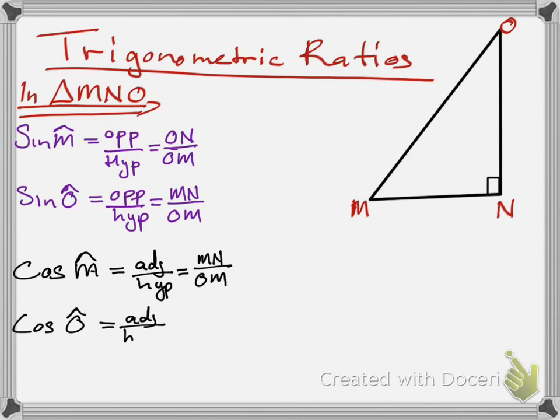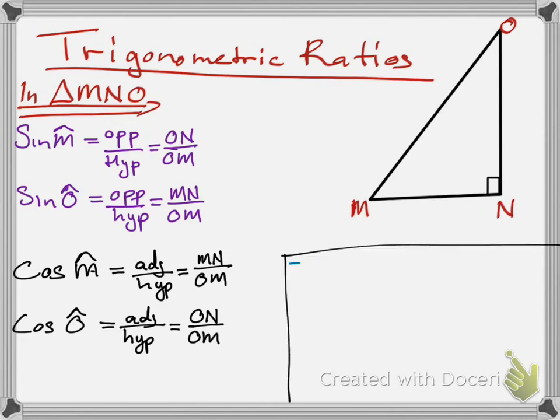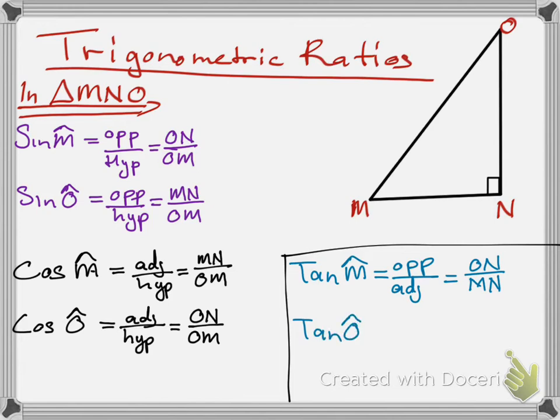And then cos of angle O will be equal to adjacent over hypotenuse, which is ON all over OM. And then tan of angle M will be equal to opposite over adjacent, which is ON all over MN. And tan of angle O will be equal to opposite over adjacent, which is MN all over ON. So these are the trig ratios, with reference to these sides. This shows the relationship between angle M and 2 sides ON and OM: sine of angle M will be equal to side ON divided by OM. If they are numbers, we then find the ratio.